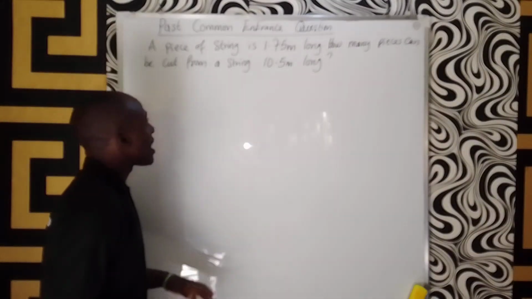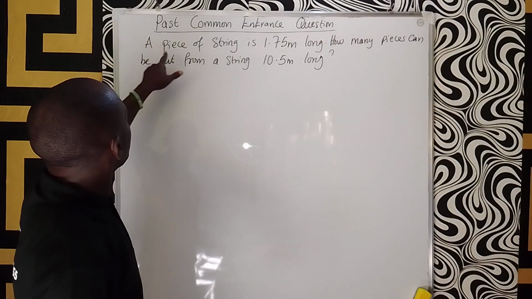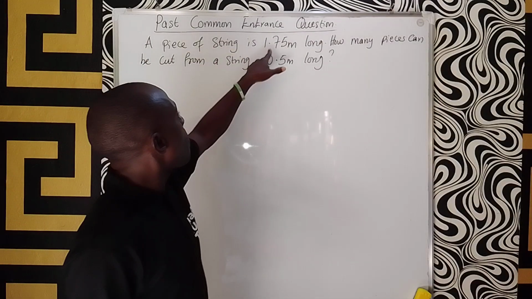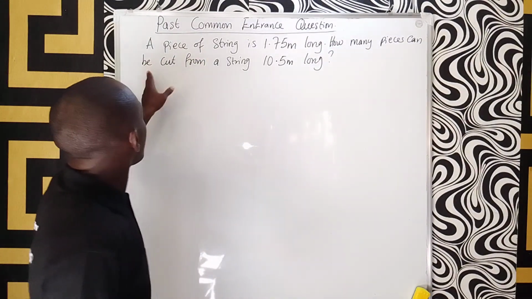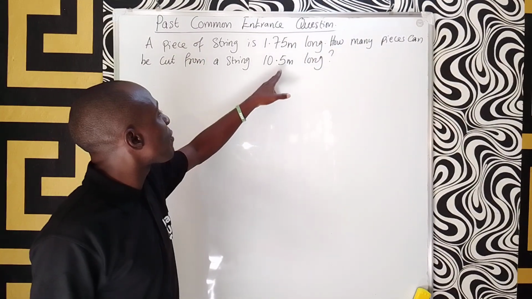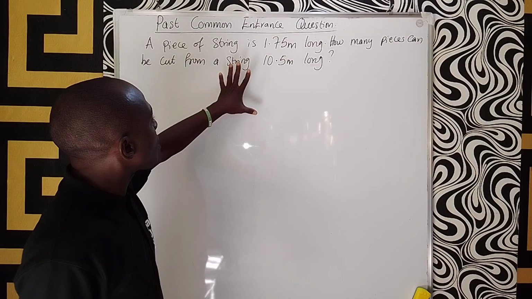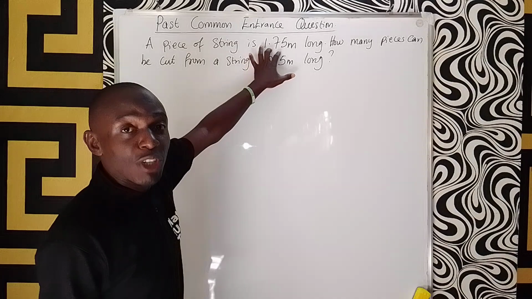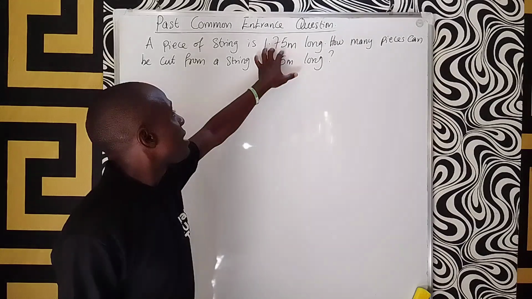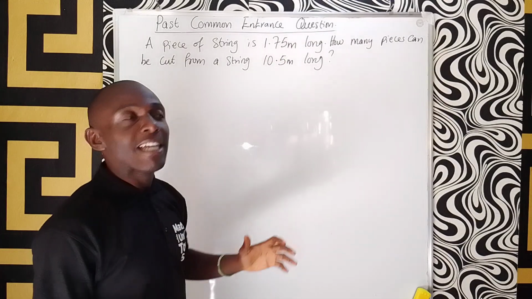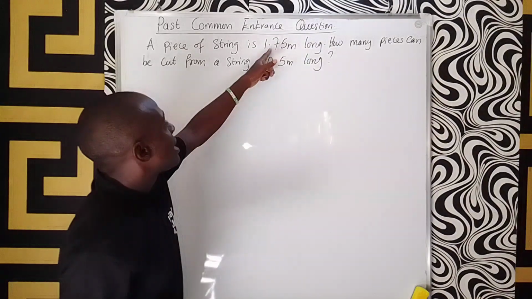And in this video, we'll be looking at an interesting question that is on the board, which says a piece of string is 1.7 meter long. How many pieces can be cut from a string 10.5 meter long? Now, if you observe, the question is trying to tell us, how many of these can be cut from this length? How many pieces of this can you get from this length? So what is it saying? How many of these can you get? It's invariably telling you to divide. How many of these can you get from this?